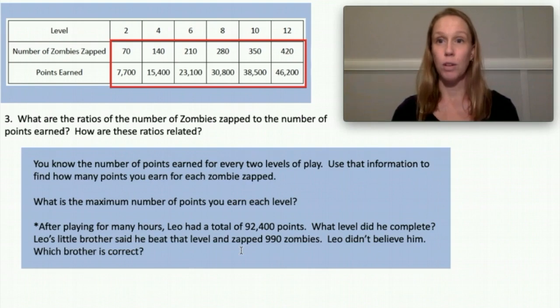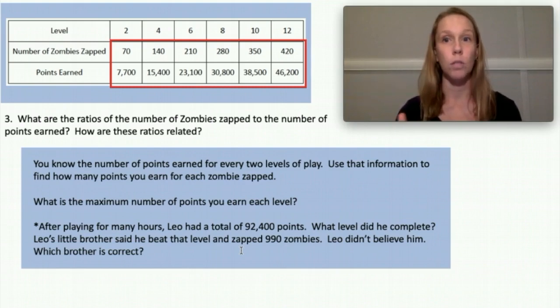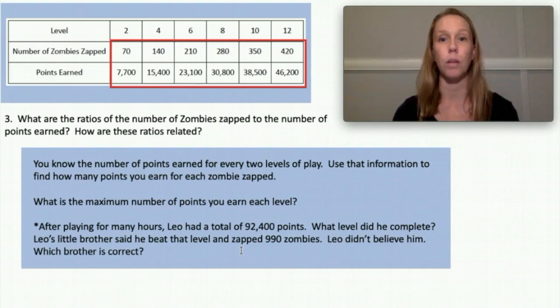So a bonus question on this slide would be, after playing for many hours, Leo had a total of 92,400 points. What level did he complete? Leo's little brother said he beat that level and zapped 990 zombies. Leo didn't believe him. Which brother is correct? Now, to figure that out, you might find yourself starting to derive some equations for figuring out the answers, and we will get to those later.